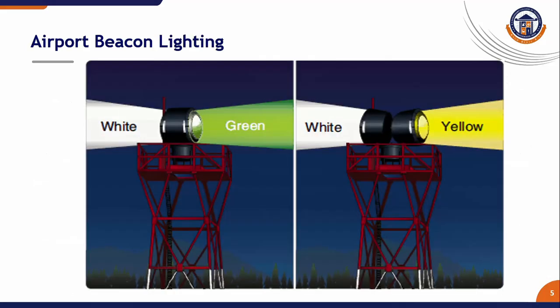Next one, here the diagram represents the airport beacon lighting. Here you see the white lighting and green lighting, white lighting as well as yellow lighting. It is like a beam, so it clearly indicates the pathway and surroundings. If any obstructions are there, everything in the beam of light is indicated properly to the airport users, the pilots and everyone.